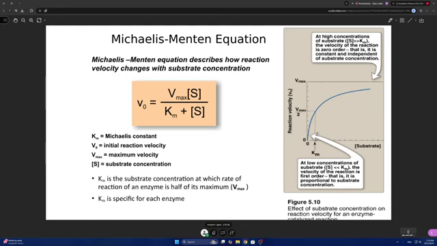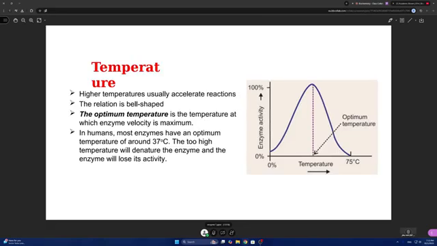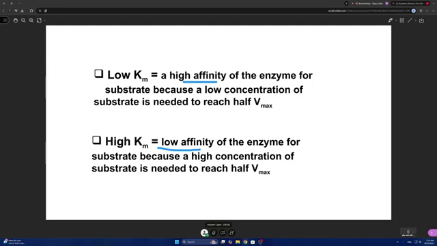Just go through this equation also. We need 3 things to calculate the equation. It is not very difficult. You can calculate if you practice a little at home. This is very, very important. The significance of the Km, what we understand by the Km: Km is basically the concentration of substrate at which the rate of the reaction is half of its maximum. If the Km is low, the enzyme has high affinity with the substrate. If the Km is high, the enzyme has low affinity with the substrate.